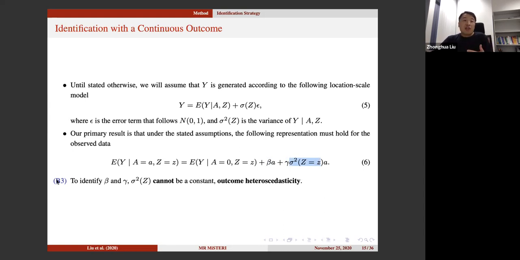So this motivates the third identification assumption, B3. To identify beta and gamma, the causal effect and the bias parameter, this sigma square Z cannot be constant.